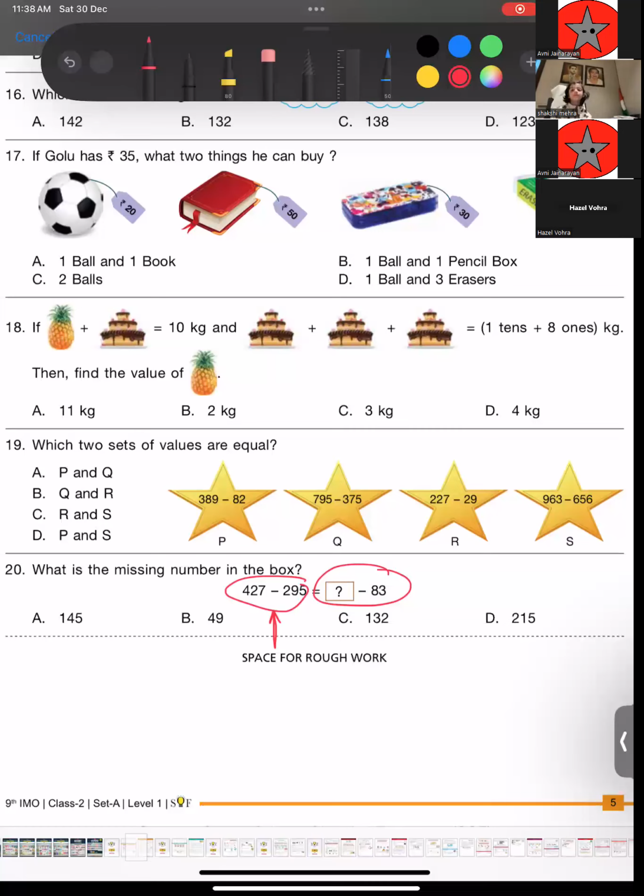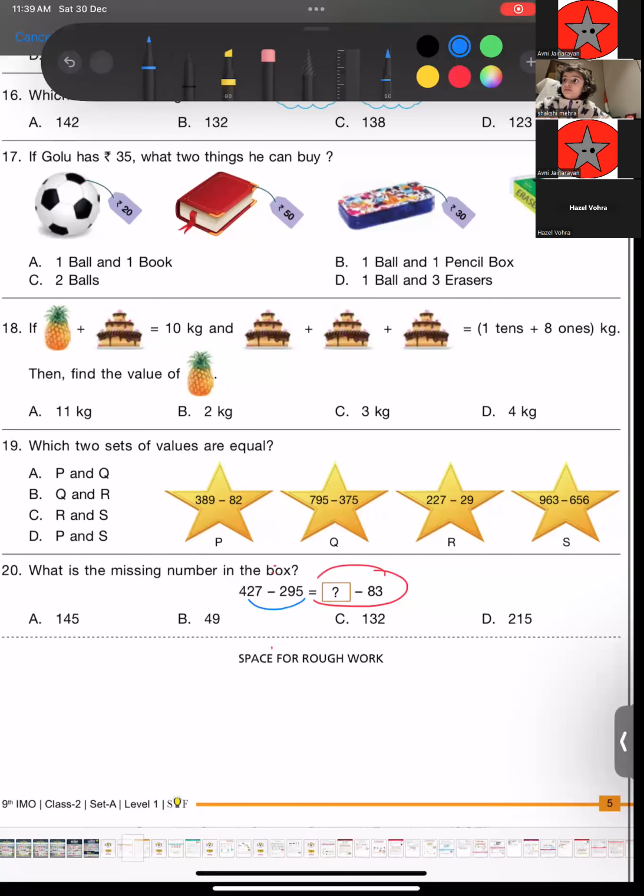Now, when we see a question like this, there is a question mark here, but on the left hand side, we can solve it completely. Agree or not? Something that I have marked with blue. Can we solve it? 427 minus 295. Give me the answer. 132. Everyone got 132?